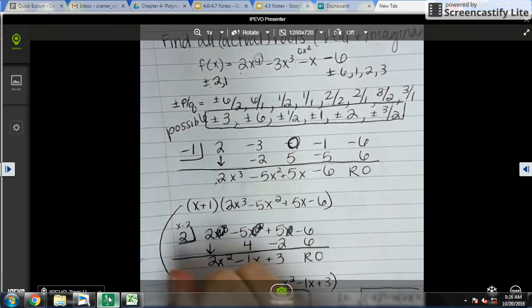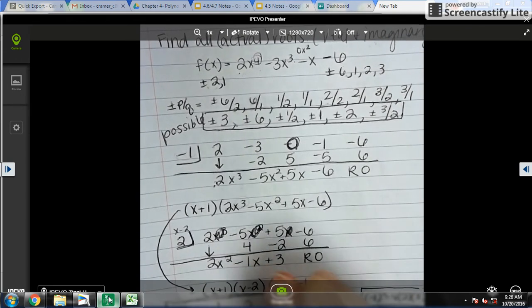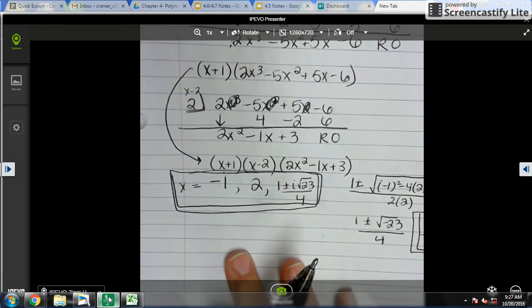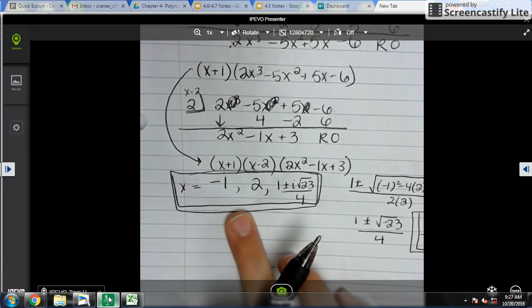And this would be all four roots, 2 real, 2 imaginary. And that would be your final answer.